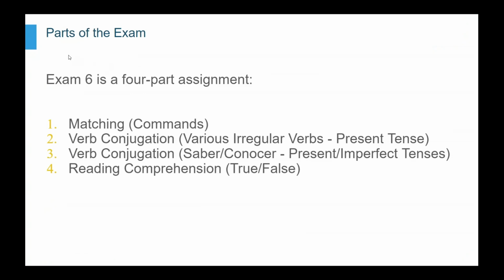To start off with, there are 4 parts to this exam number 6. The first is matching. You'll be doing commands here. The second and third part is verb conjugation. In part 2, you have irregular verbs in present tense. And in part 3, you're going to be, again, distinguishing between saber and conocer and conjugating in either the present or the imperfect tense, depending on the English translation. And then finally, in part 4, this will be reading comprehension. You'll be answering true or false.